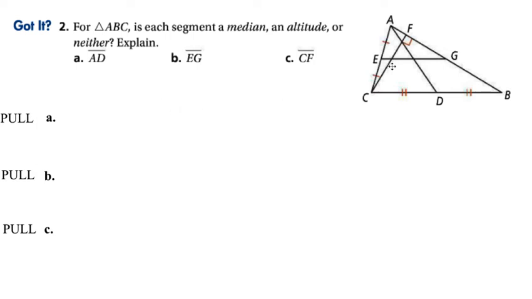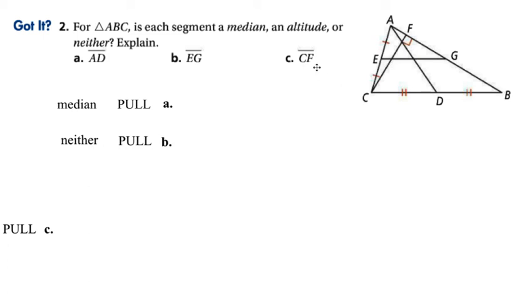All right, the first one is segment AD, from A to D. If you look at that segment in the triangle, D is definitely the midpoint of CB, so this is bisecting the side, and it's going from the opposite vertex, so AD is definitely a median. Segment EG, well, it doesn't go from a vertex of the triangle, okay? So it does bisect the side AC, but point G is not at the vertex of the triangle, so that one's a neither, okay? And then lastly, segment CF. CF goes from the vertex of the triangle to an opposite side, and it's perpendicular, so we call that an altitude.